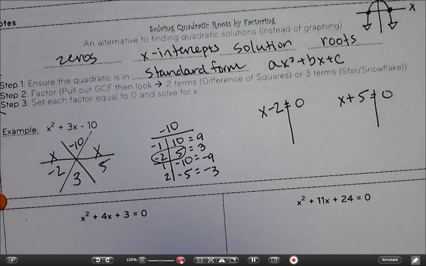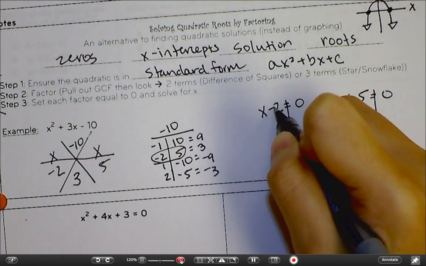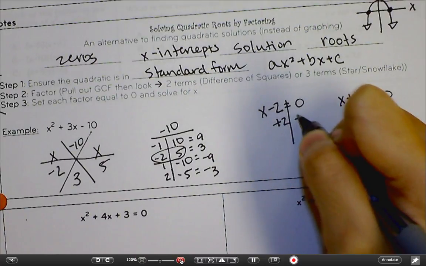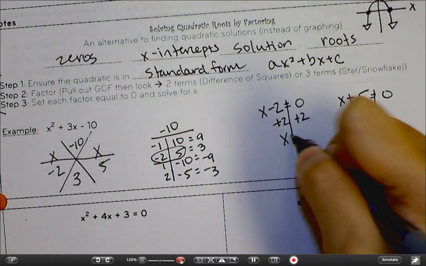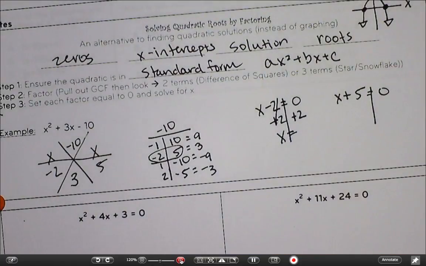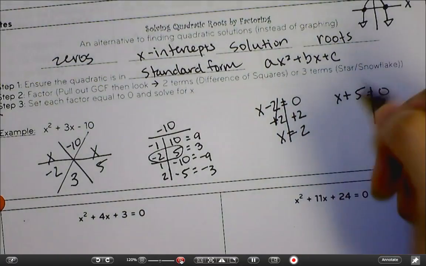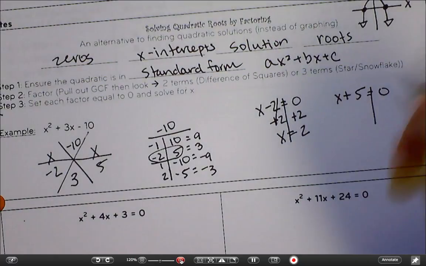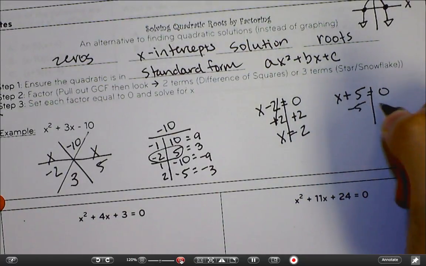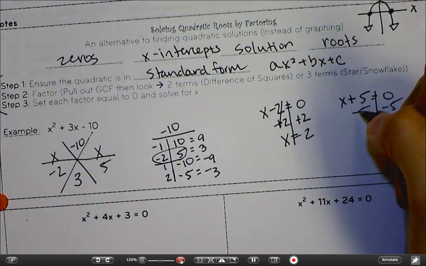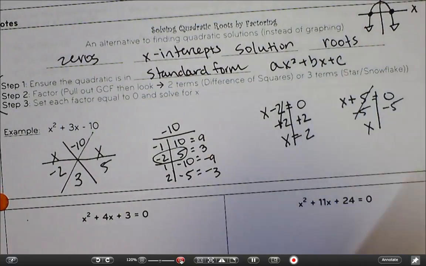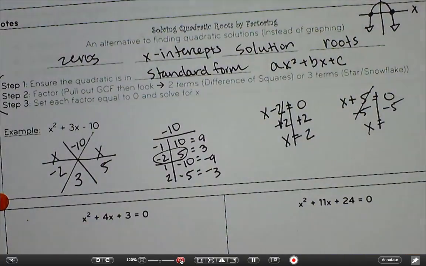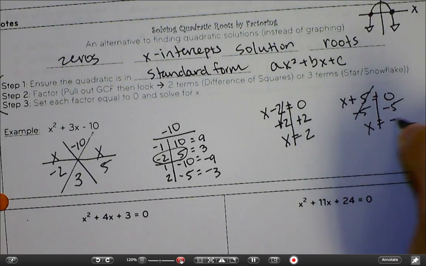I'm going to use the inverse operation. So if I have x minus 2, I'm going to add 2 to both sides. This cancels out. I have x left over. 0 plus 2 is 2. My inverse operation for this would be to subtract 5 from both sides. This cancels out. X is left over. 0 minus 5 is going to give me negative 5.